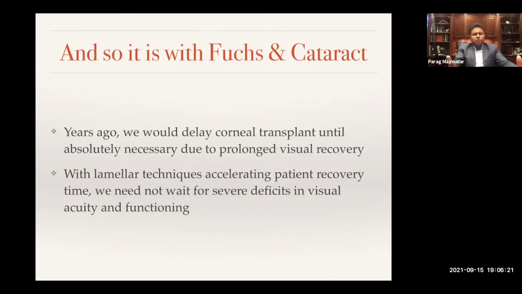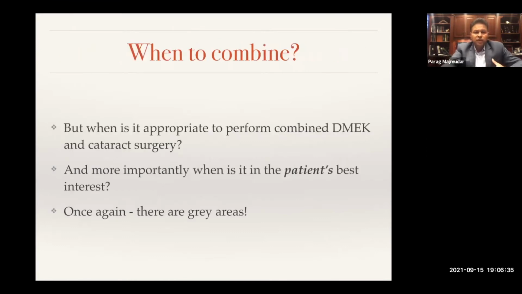Similar to what the evolution has been with cataract surgery, we no longer wait for someone to have a hand motion cataract before we'll operate on their eye. And that's due to technology. And so we're now put in a situation where we're going to be faced with patients who have concomitant Fuchs dystrophy and cataract. And so when is it appropriate to perform a combined DMEK plus a cataract surgery? And more importantly, when is it best for the patient?